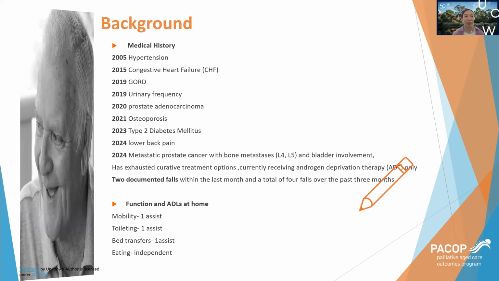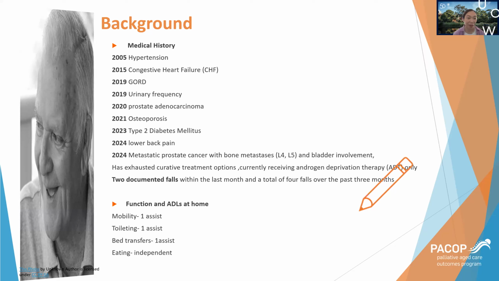When we look at his medical background, it's quite a big list. And I'm sure when residents come into facilities, you'll probably see residents who've got more diagnoses and comorbidities than Roy. For Roy, he's got hypertension, cardiac failure, reflux, urinary frequency. He's had prostate cancer initially in 2020, osteoporosis, type 2 diabetes. He's got metastatic prostate cancer, which has progressed in 2024 and has now metastasized to his bones in his lumbar area, with bladder involvement.